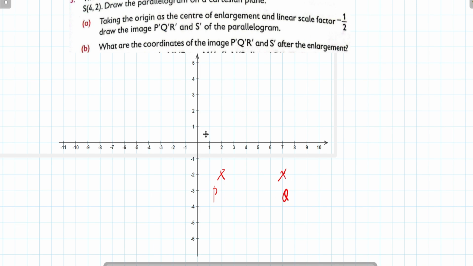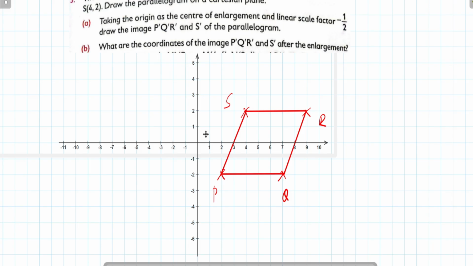And then we have R (9, 2), which is somewhere here. That's R, and S (4, 2), which is here. That is S. Now just connect these using a ruler. So PQRS.